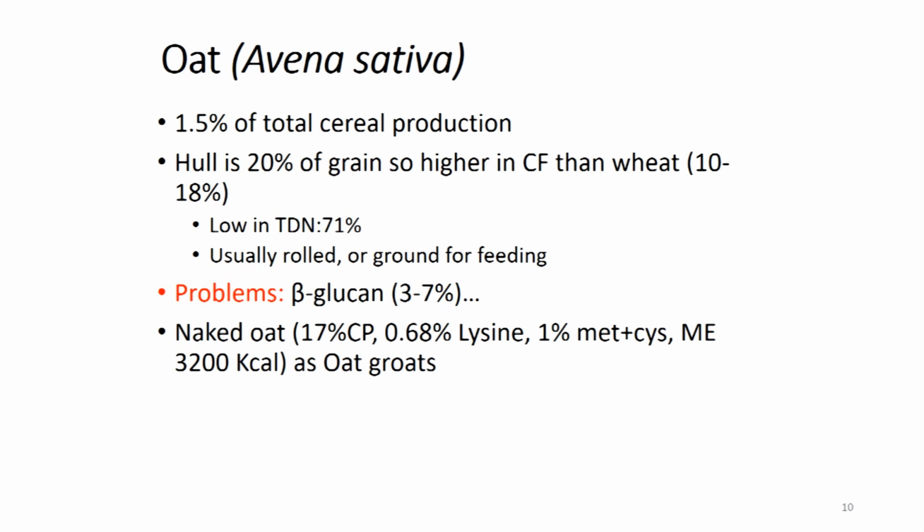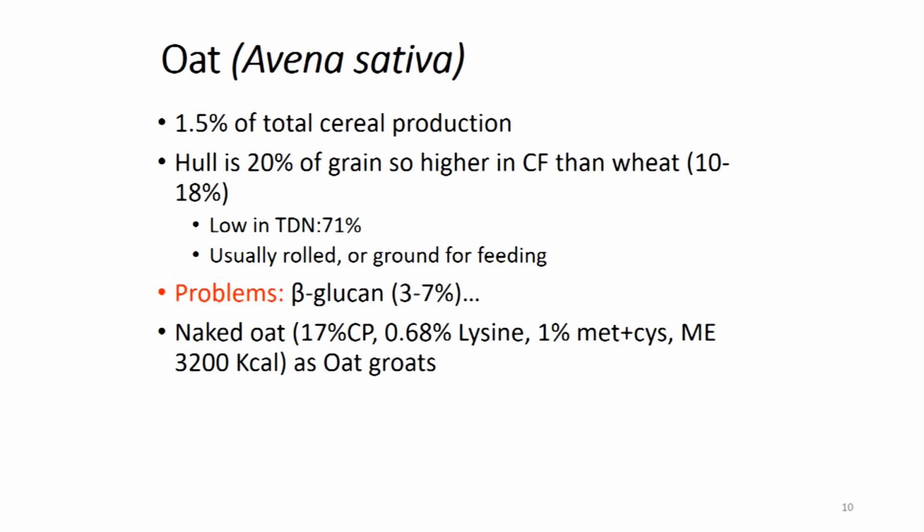The major problem with oat is the presence of hull, and that is 20% of the grain. That's why its fiber content is more than that of wheat, between 10 to 18% depending upon the amount of hull. Its TDN value is low, only 71%, and like barley, steam rolling or grinding is required before feeding. The problem is similar to that of barley. It contains beta-glucan between 3 to 7%. So beta-glucanase enzyme is required if we want to feed this oat grain, to improve its nutritional value.